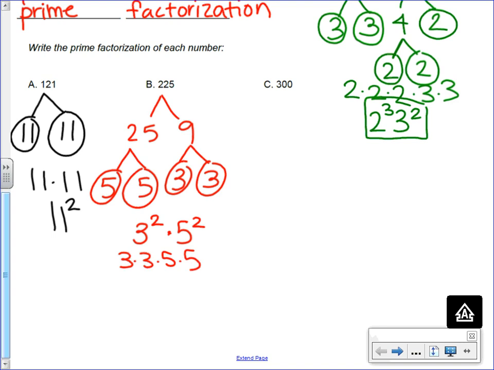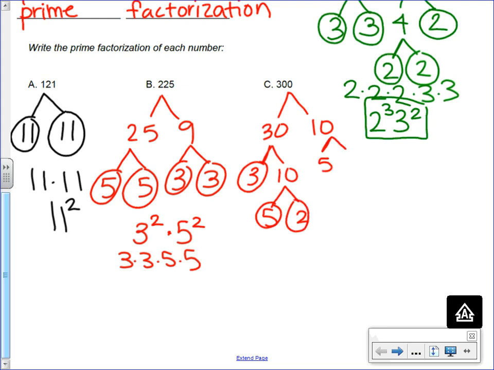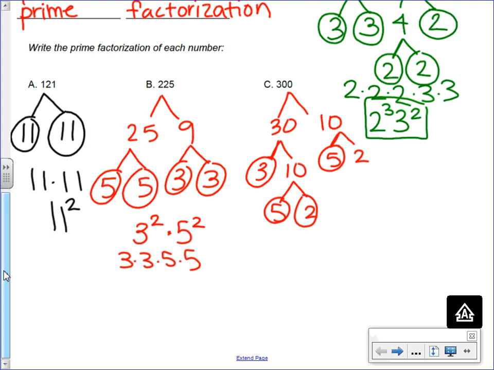All right, the next one, you could have done 3 times 100 or 30 times 10. I did 30 times 10. And then I did 3 times 10, 3 being prime. And then I did 5 and 2. And then 5 and 2 again. So this one I had 3 times 2 times 2 times 5 times 5, or 2 squared times 3 times 5 squared. Either answer is correct. It doesn't matter how you get there.